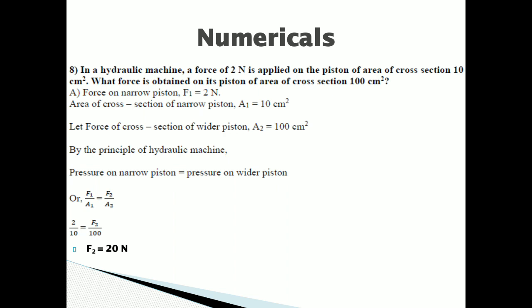That we have to calculate. A1 has been given, A2 has been given, F1 has also been given. We have to find out F2. So by the principle of hydraulic machines, pressure on the narrow piston is equal to pressure on the wider piston. So F1 upon A1 is equal to F2 upon A2.